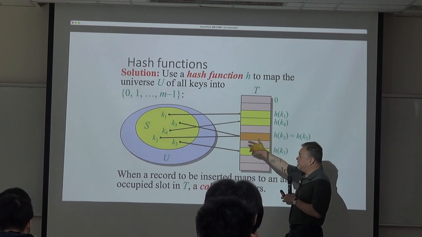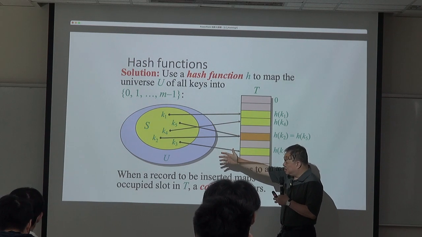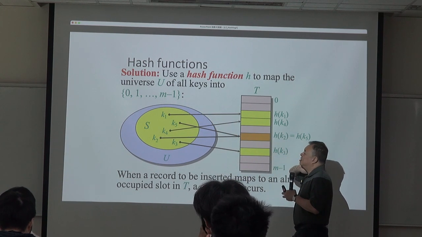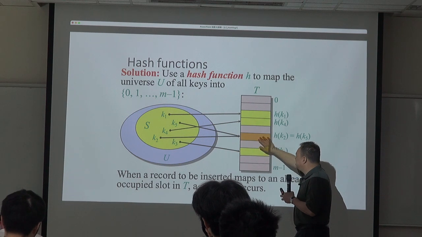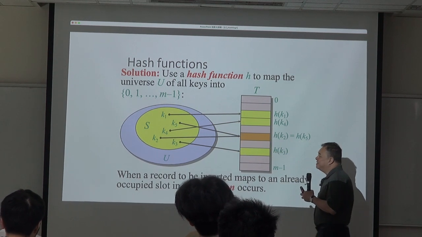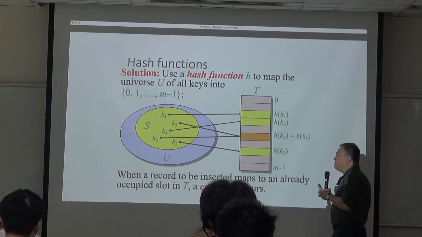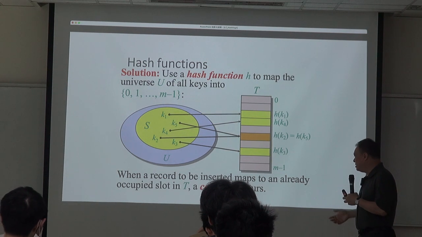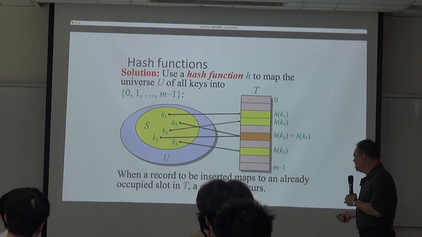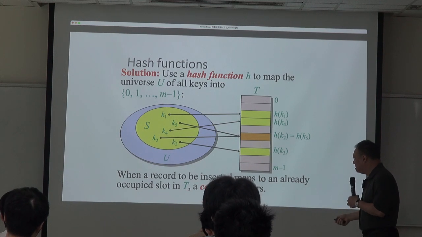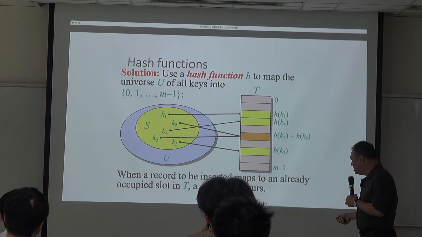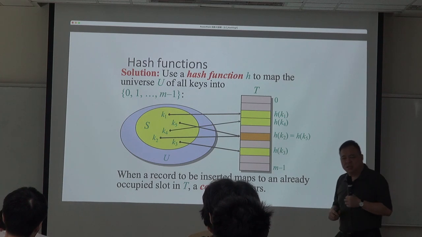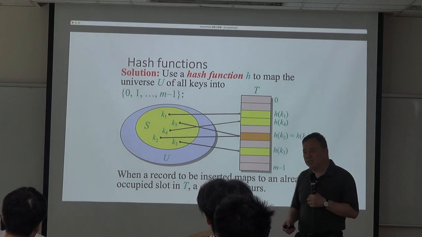So when a record is to be inserted, mapped to an already occupied slot in T, for example, say previously you already inserted the record for key K2, and now you want to insert the record for key K5. This slot has already been occupied by the record with key K2. So obviously you cannot do that, right? So there will be a collision. A collision just means multiple keys are mapped to the same location. That's what we call collision in hash function.